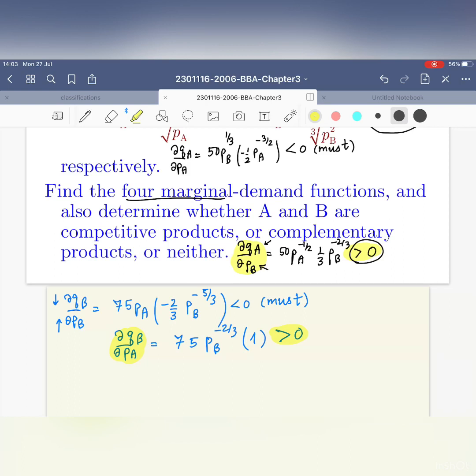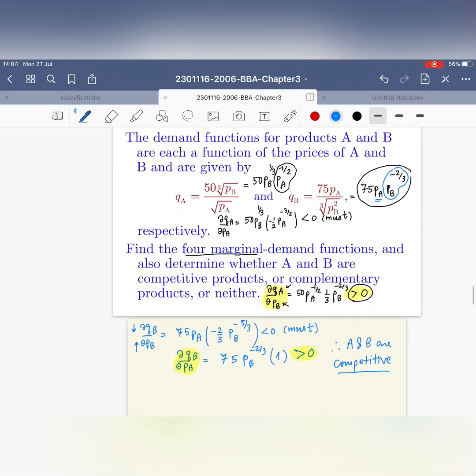So let me interpret it again. This one, the B is more expensive, people buy A, this one, the A is more expensive, people buy B instead. So it means that your A and your B are replaceable or competitive. Okay, they are competitive. Are we all right? So I'll let you take a look again.